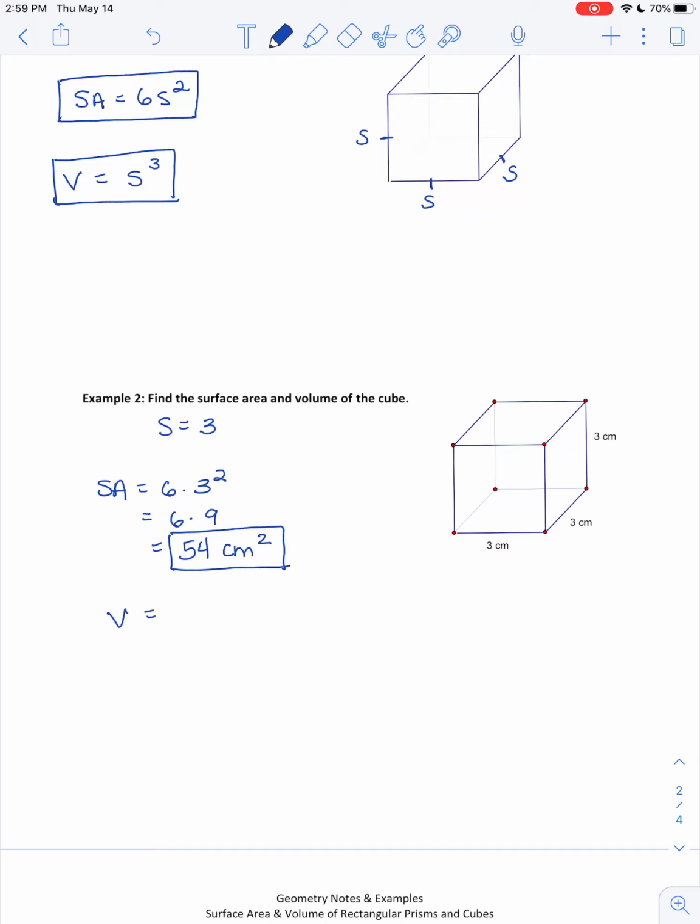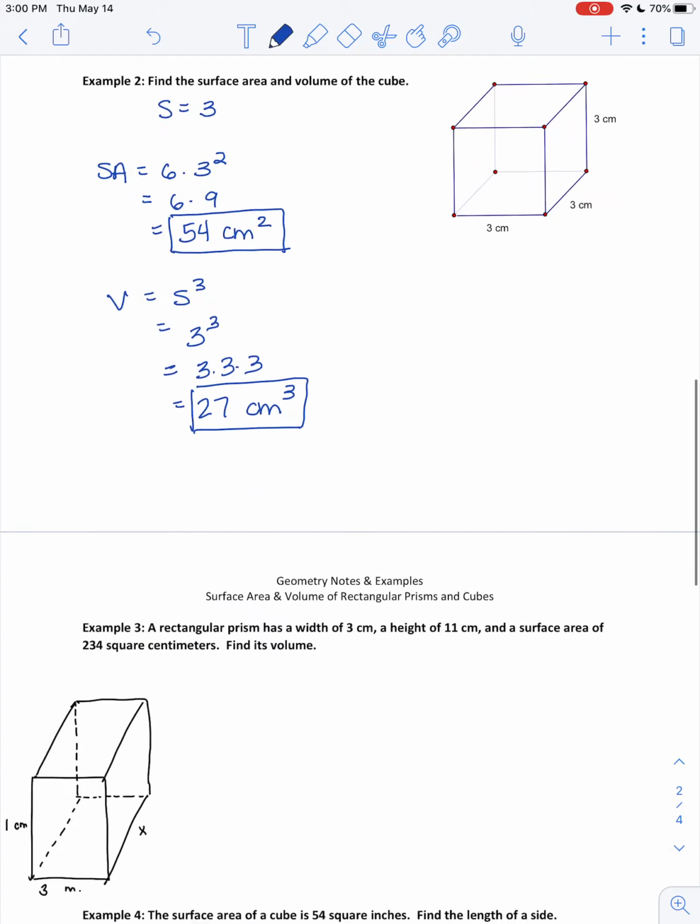And then for our volume is S cubed. So that's 3 cubed. 3 times 3 times 3. And that gives us 27. And that would be cubic centimeters. And that's it for the cube, nice and simple.